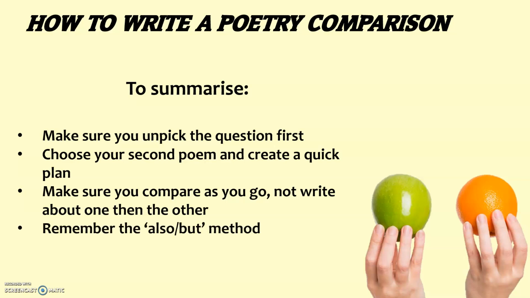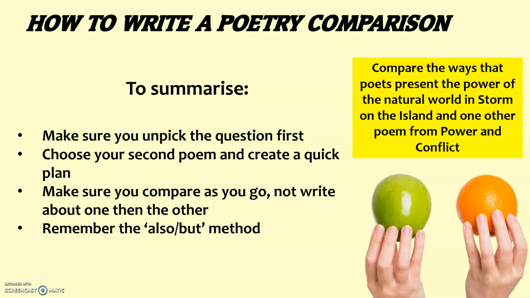Instead, it's the also but method, I would call it, and also starting your answer with both. So both the poems do this, however one does this, one does this. And then when you write about, let's say, Remains, and you're ready to move on to war photographer, remember to say war photographer also does something, but it, and then say what it does differently, and then you start to analyse why it does that differently.